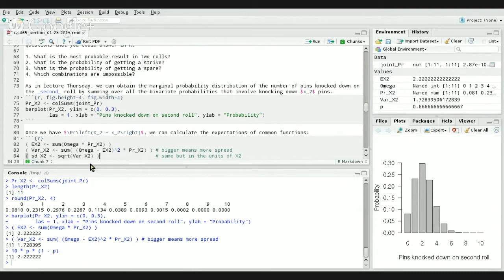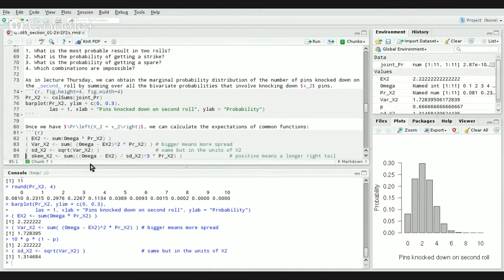Another measure of the spread of a distribution is the standard deviation, which is not an expectation, rather a function of an expectation. The square root of the variance is the standard deviation, and it's a more popular measure of the spread of the distribution. It is stated in the same units as x, whereas the variance is stated in squared units.